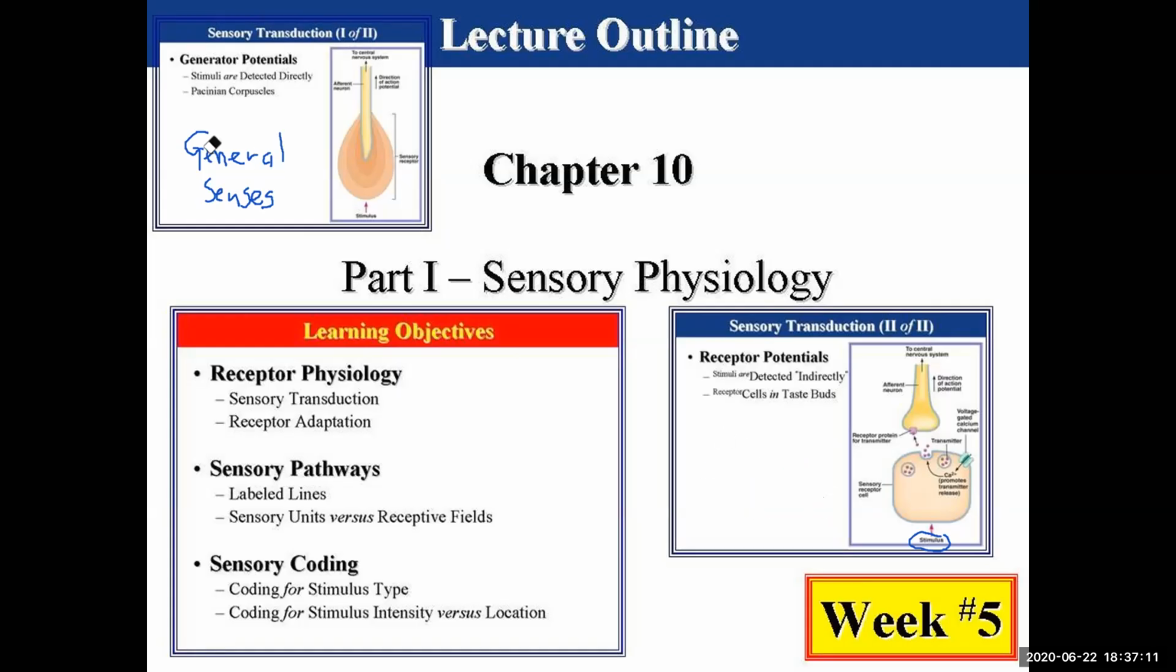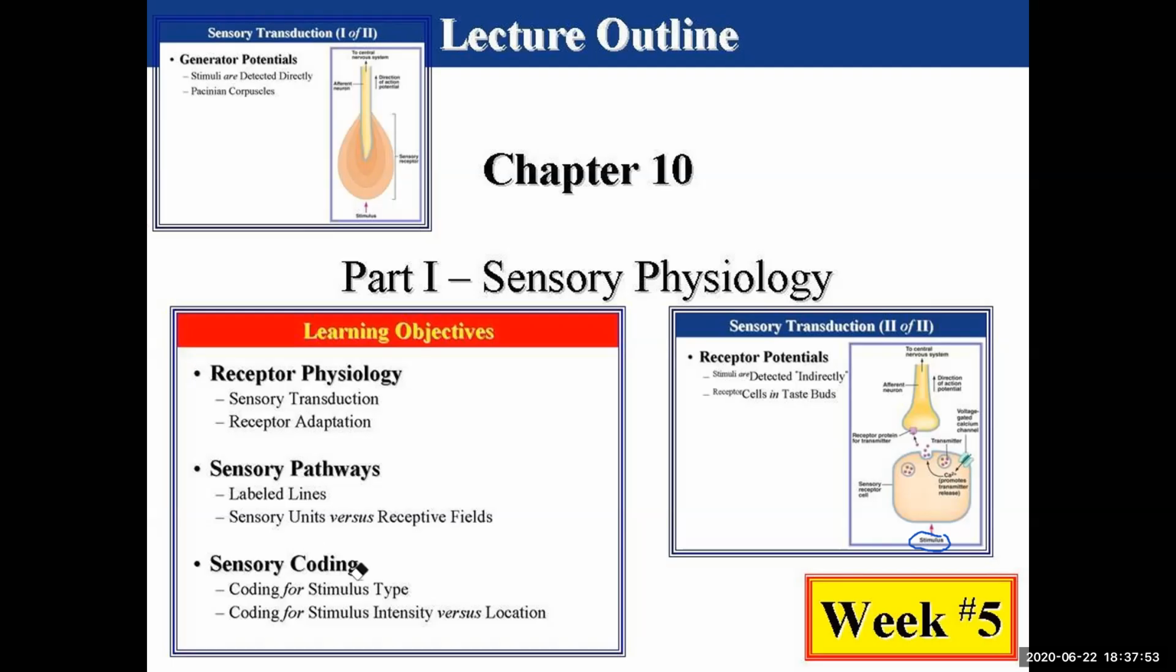So those are the 2 additional graded potentials, the generator potential and the receptor potential. And then we're going to go over how receptor physiology functions. Most of it is basically what we covered in the foundation already; we're just applying it here. And then introducing a brand new concept, labeled lines. This also should have been covered in anatomy, well, at least in my anatomy classes I introduce my students to this. So sensory pathways involving labeled lines and the concept of sensory units versus receptive fields.